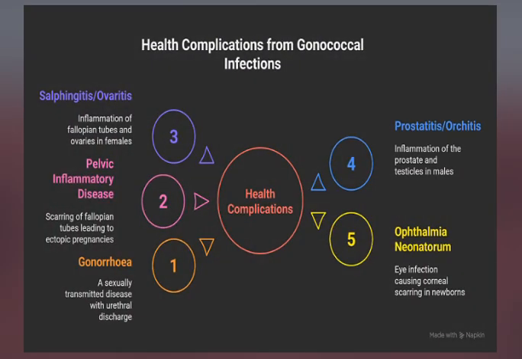Gonococcal infections can lead to serious health problems, starting with gonorrhea, which presents as urethral discharge. It can progress to pelvic inflammatory disease in women, causing scarring of fallopian tubes and risk of ectopic pregnancy. Inflammation can also affect ovaries and fallopian tubes or prostate and testicles in men. Newborns can suffer eye infections leading to corneal scarring, showing how this infection affects multiple systems.